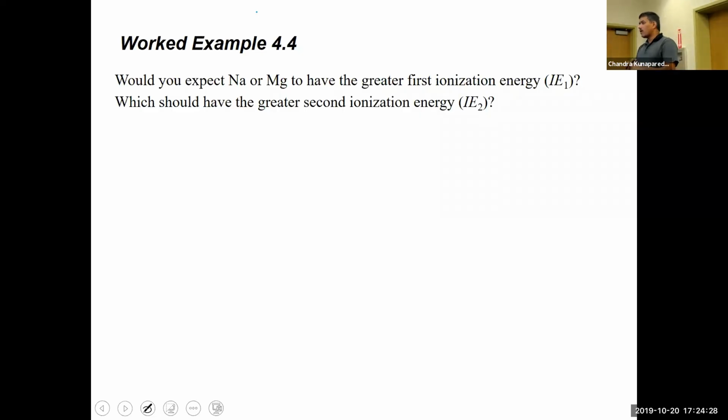All right. I want you to answer this yourselves before I explain the answer. So the question is asking, would you expect sodium or magnesium to have the greater first ionization energy, and which should have the greater second ionization energy? Which means the question is asking where you're going to apply a lot more energy.